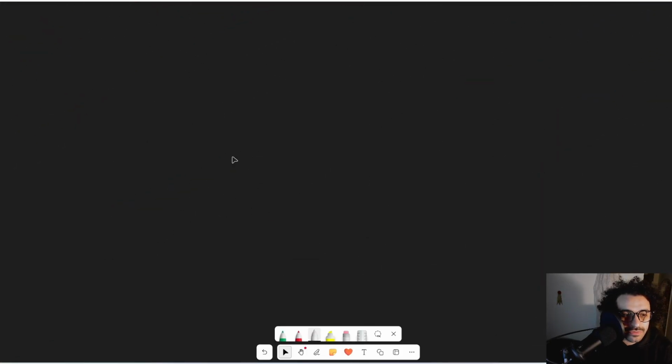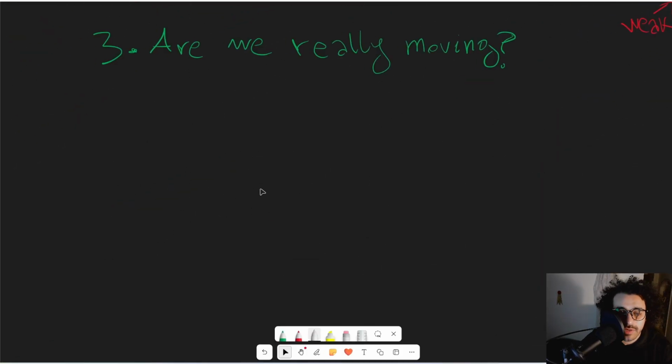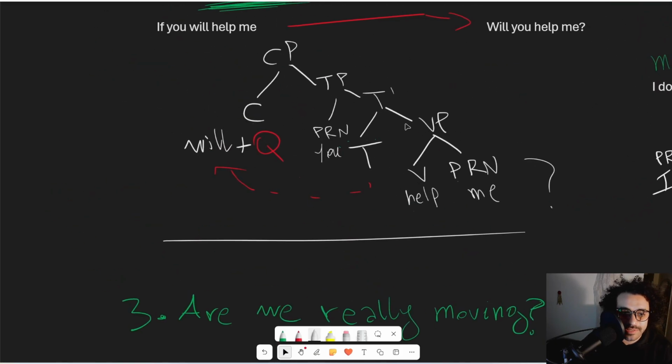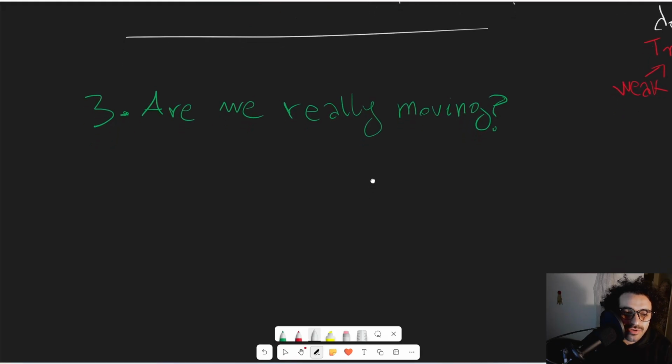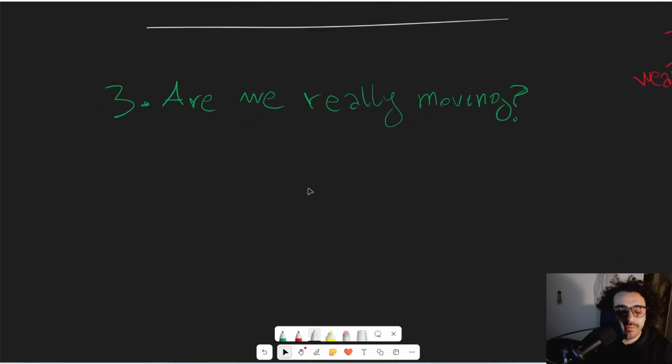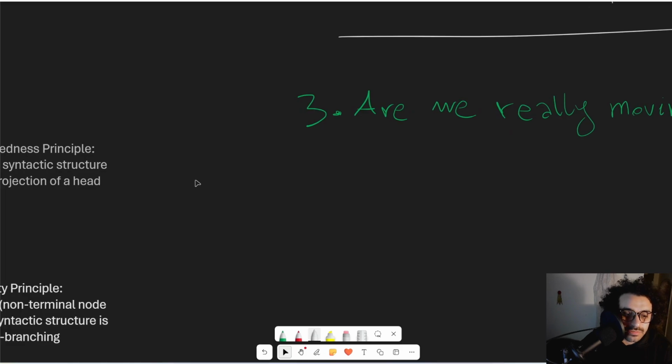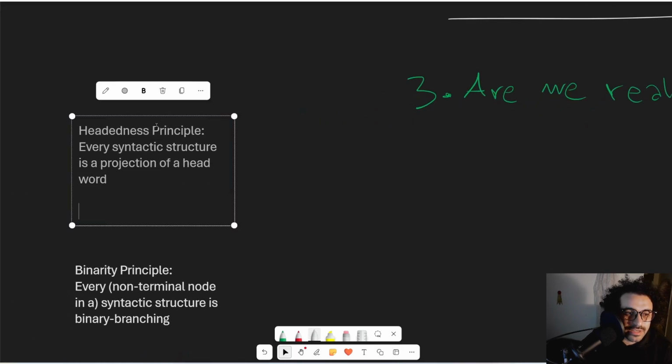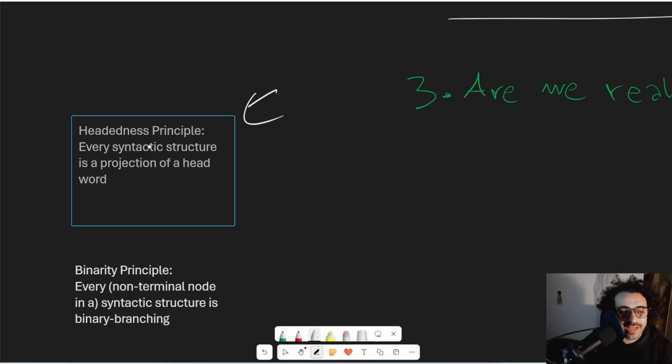Let's scroll to over here. So, are we really moving? That's the question. When we look at these movements, are we really moving? The answer is no, we're not moving. Why aren't we moving? Because if we move, we will be contradicting or violating 2 principles that are universal for languages in minimalist syntax. First one being the headedness principle, which means every syntactic structure is a projection of a head.